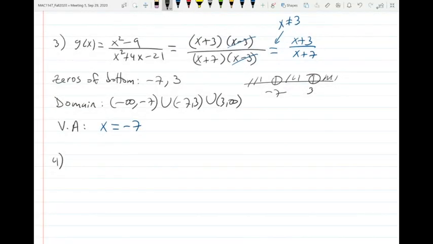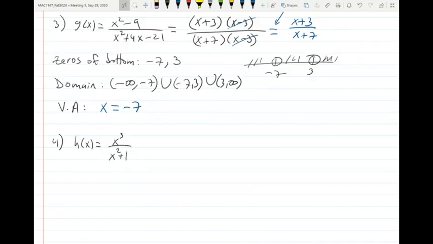How about this one? Let's write h of x equals x cubed over x squared plus 1. All right, and by the way, here we don't care about complex zeros. We are only looking at real zeros because remember our goal is to graph these functions, so we are only looking at real numbers for the purpose of graphing.